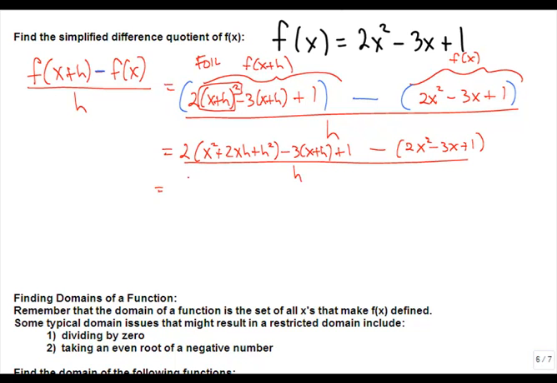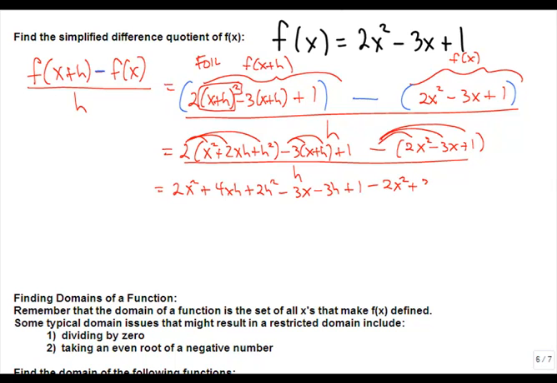Now we're going to get rid of all these other parentheses. So I'm going to distribute this 2 across, so it becomes 2x squared plus 4xh plus 2h squared. Then I'm going to distribute my negative 3 across, so minus 3x minus 3h plus 1. And then I'm going to distribute this negative across to all those f of x terms. So minus 2x squared plus 3x minus 1.